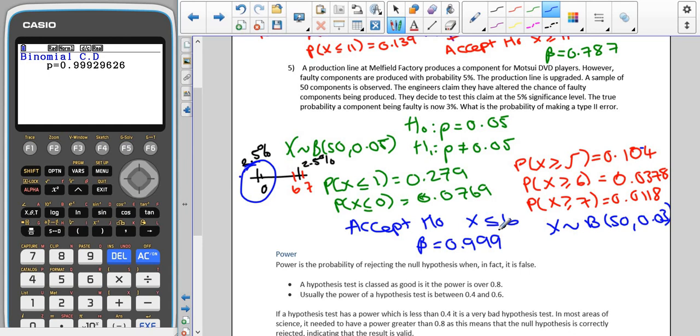Next time we're going to move on to having a look at power. We've had a look at all the different major ones that can come up in terms of finding the probability of making a type 1 and a type 2 error.